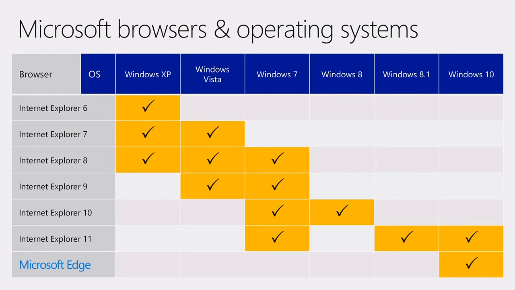I know this is an eye chart, but it's really helpful to understand where we came from, to understand where we're going. These are the possible supported operating systems for different versions of Internet Explorer. Windows XP had IE 6, 7, and 8. Windows Vista supported IE 7, 8, and 9. Windows 7 supported 4 versions of Internet Explorer, IE 8, 9, 10, and 11. Windows 8 only had IE 10, and Windows 8.1 only supported IE 11.